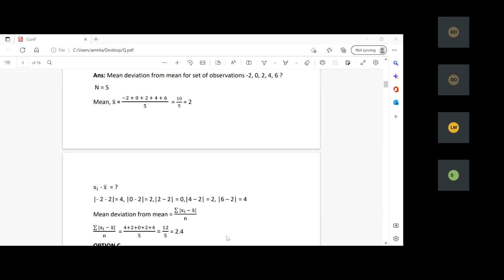So the question is mean deviation. There are two terms. Mean is total divided by the number. Mean deviation is the change. So you need to subtract each one. You need to find the difference. You need to add them and you need to divide it by the total number of terms. Is this correct?